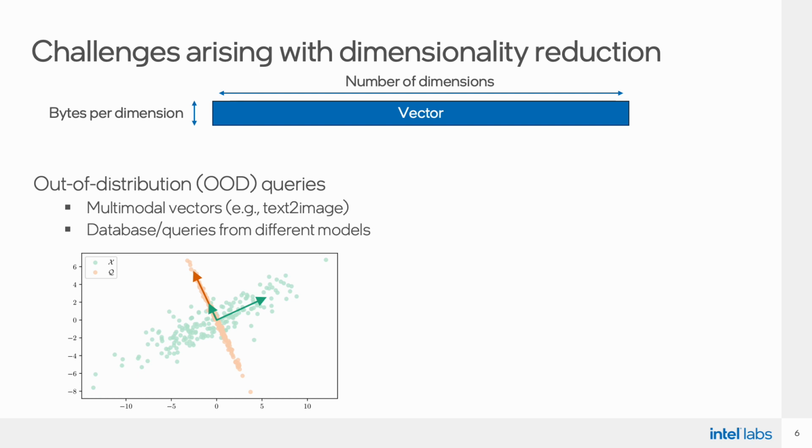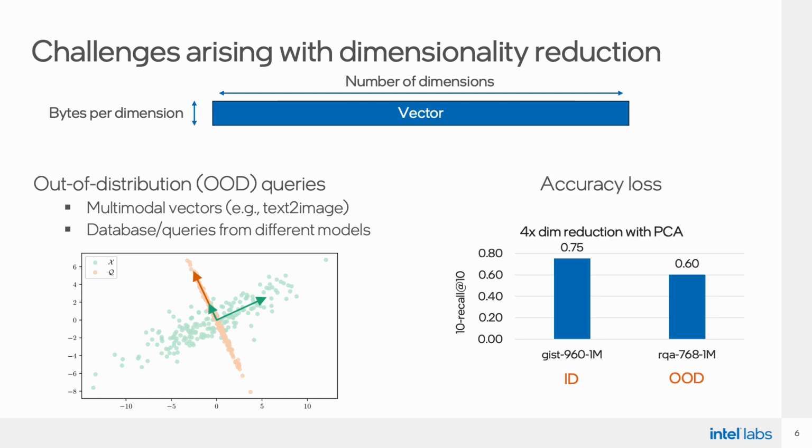One is when we are using multimodal search. For example, we are using text queries to fetch images. And we also encounter this problem when different deep learning models are used to encode the queries and the database vectors. This often occurs with question answering, where different deep learning encoders are used for these two types of vectors, for the question and the answers.